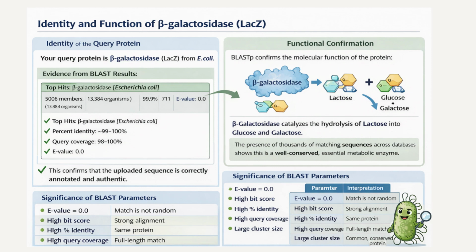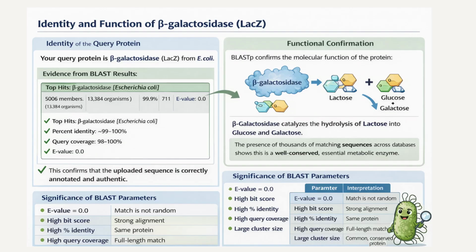The bit score represents the quality of the alignment by taking into account both the alignment length and the number of matching residues. A high bit score indicates a strong and reliable alignment. Unlike raw scores, bit scores allow comparison between different BLAST searches, making them a standardized measure of alignment strength. The percent identity tells us how many amino acids or nucleotides are exactly the same between the query and the subject sequence over the aligned region.